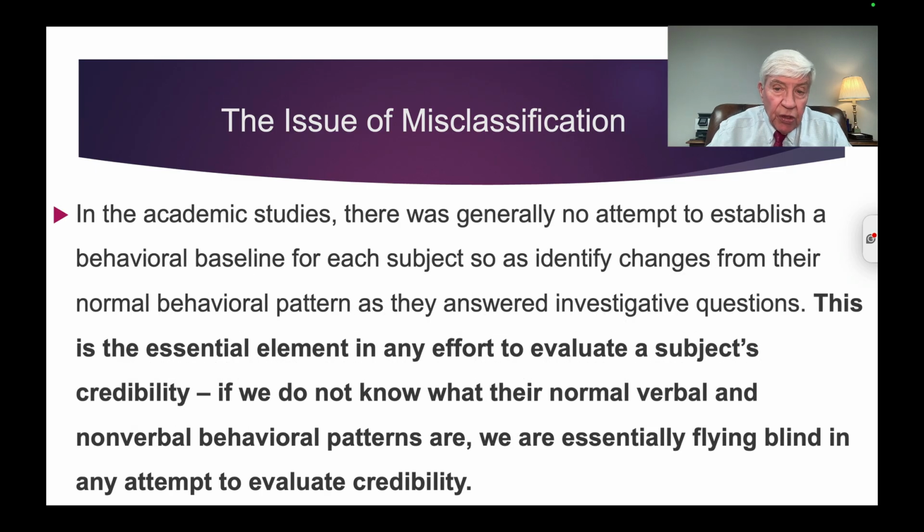In academic studies, there is generally no attempt to establish a behavioral baseline for each subject so as to identify any subsequent changes from their normal behavioral pattern as they answered investigative questions. This is essential in an effort to evaluate a subject's credibility, because if we don't know what the normal verbal and nonverbal behaviors are, we're essentially flying blind in any attempt to establish information relative to their credibility.